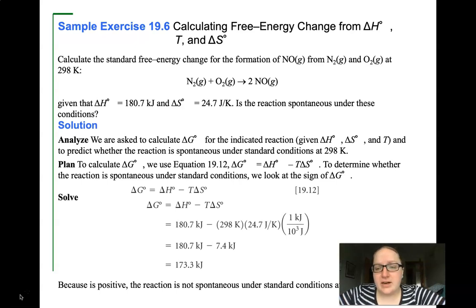Okay, remember that our initial equation that we were given in our chapter was delta G naught equals delta H naught minus T delta S naught. So we're just going to plug our values in and we're going to end up with 173.3 kilojoules. Now that delta G naught is positive. So what that tells us is that the reaction is not spontaneous under standard conditions, meaning given what we were told, this reaction will not occur in this forward direction. Instead, what we can take from that is that the reverse reaction, in fact, would be the spontaneous one.